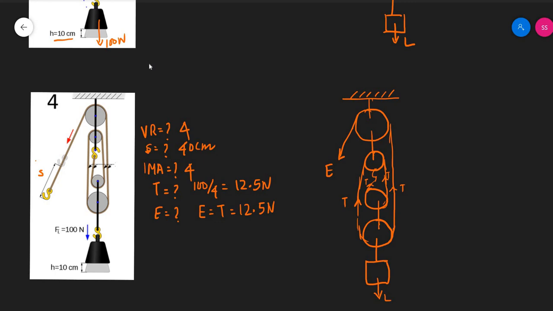So here you get a velocity ratio of 4 because the number of pulleys is 1, 2, 3, 4, or you can say number of threads pulling up is 4. Either way it's fine, and hence the displacement of your effort arm would be 4 times the displacement of the load arm, so that's about 40 centimeters. And ideal mechanical advantage is the same as velocity ratio, and your tension is distributed by the 4 threads, so you get essentially 12.5 newtons. All these tensions are equally distributed, and this is how you draw this.